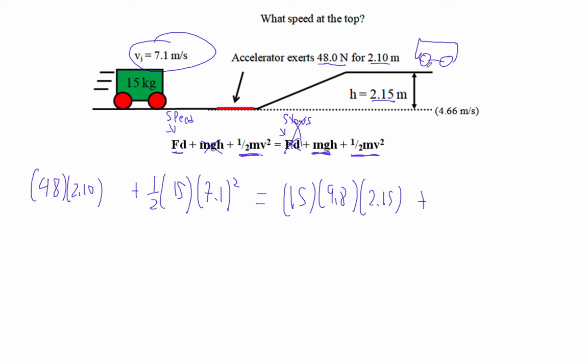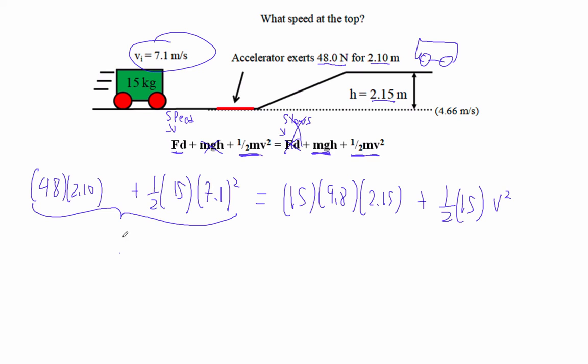And then it's moving at some speed. So 1/2 15 times v squared, right? So the v is what we don't know. We know everything but that v. So I'm going to do this entire left side. So 48 times 2.1, then plus 0.5 times 15 times 7.1 squared.